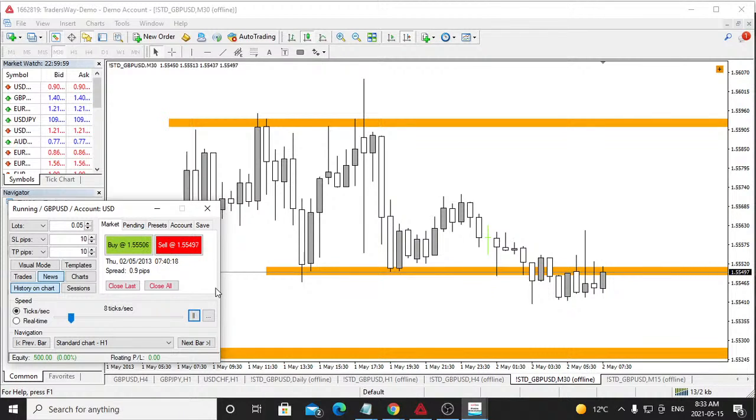One pair, 1 to 2 trades per day. Avoiding news, waiting for candles to break, and no over risking.